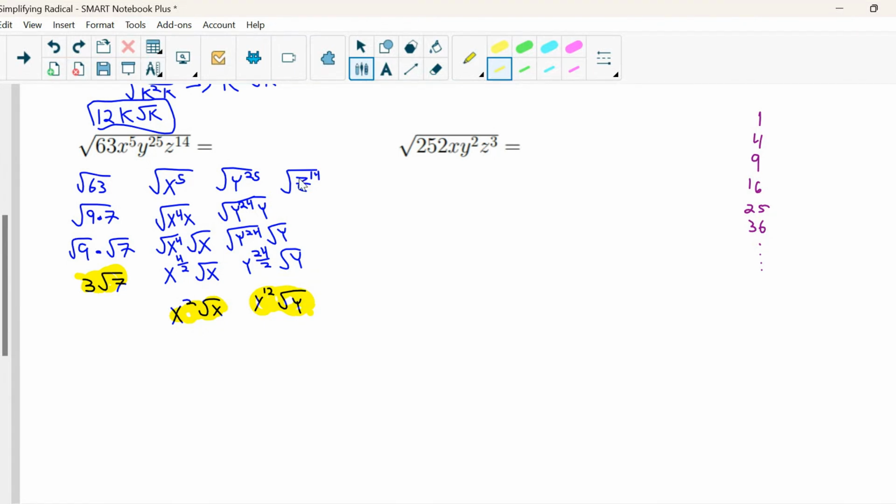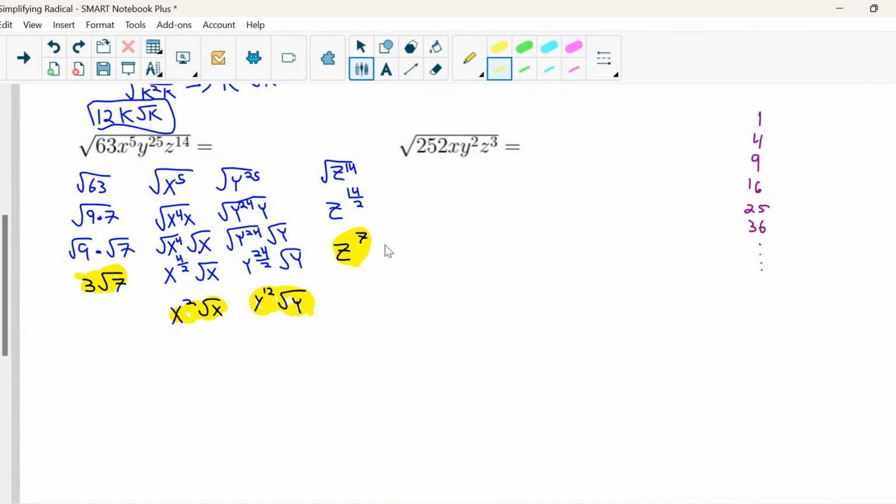And then finally, I've got my z value, and my work is getting a little over there, so let's give ourselves some room. This one's actually the nicest one. I have z to the 14th power. 14 is divisible by 2, so let's just make this z to the 14 divided by 2 power. 14 divided by 2 is 7, so I've just got z to the 7th power. Nice.